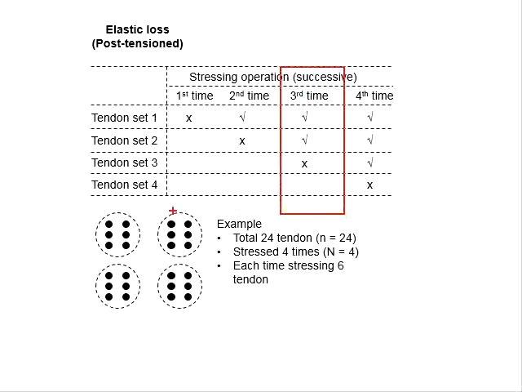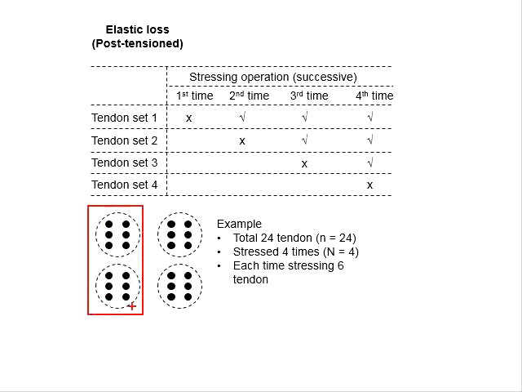Then when you are stressing the third group of tendons, the elastic shortening of the member due to the additional pre-stressing force caused by the third group of tendons will generate losses in terms of the pre-stressing force in group 1 and group 2. The same process goes for the fourth group of tendons. The elastic shortening caused by group 4 will cause the other 3 groups to undergo losses in terms of the pre-stressing force.